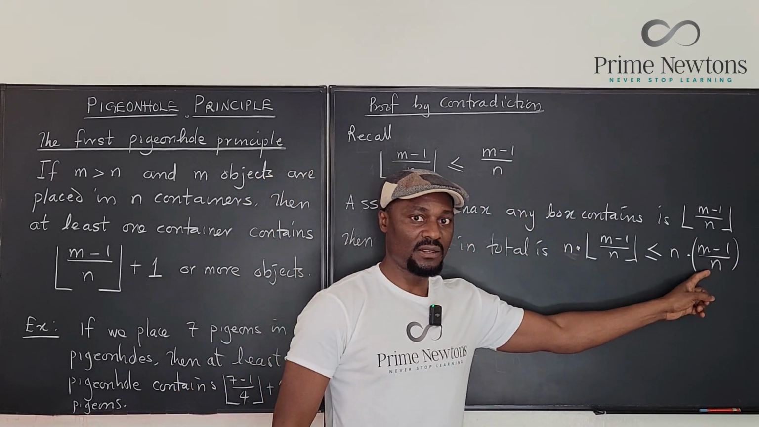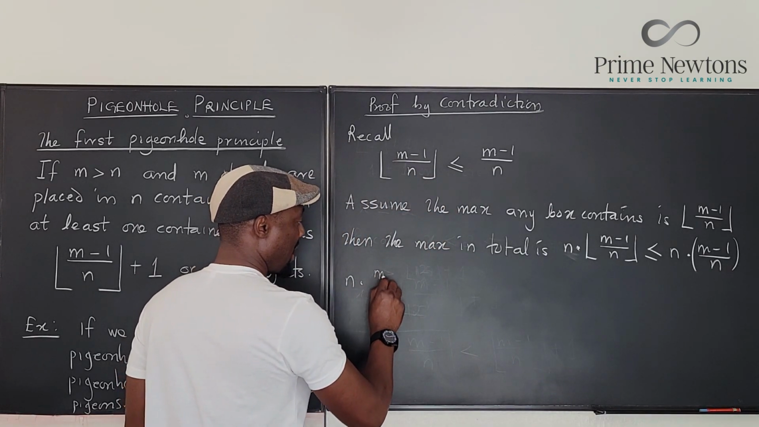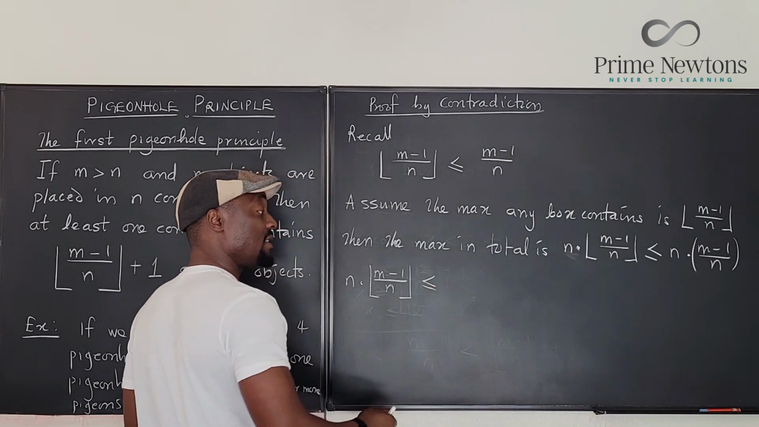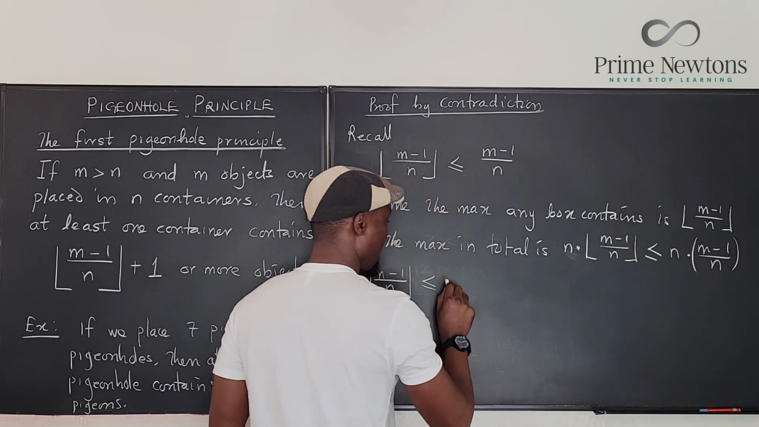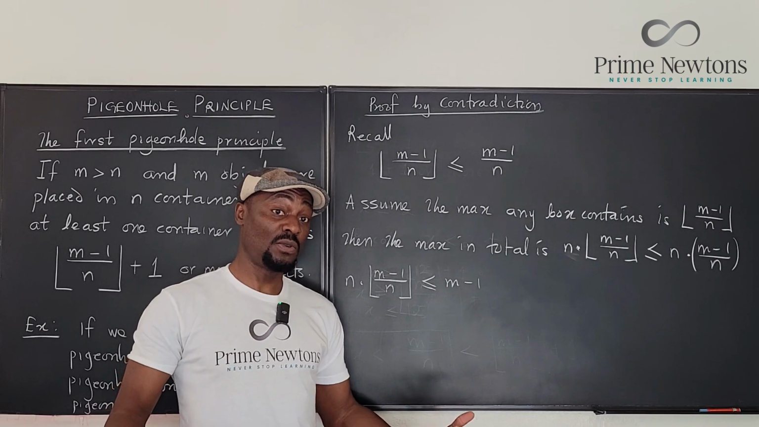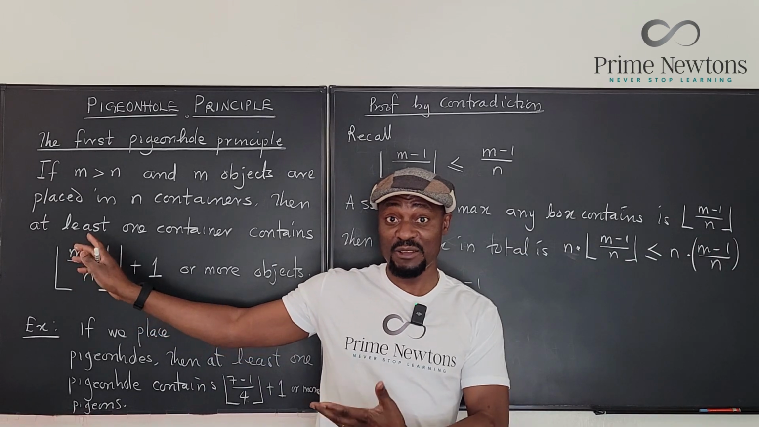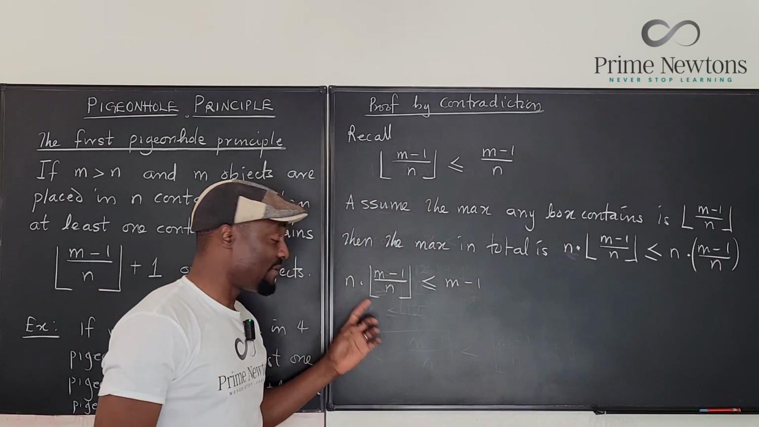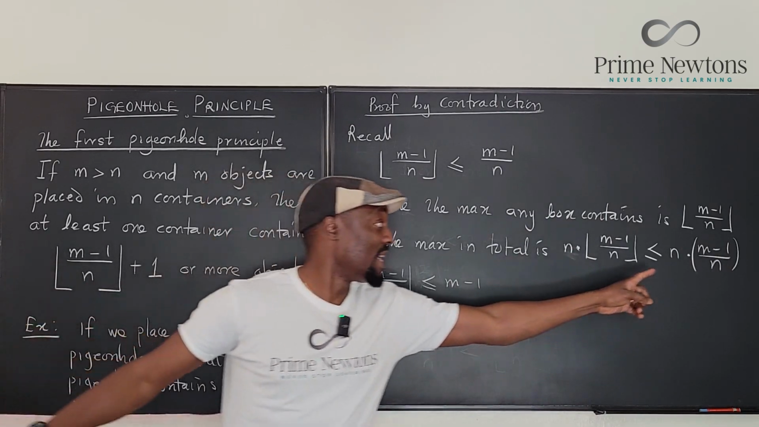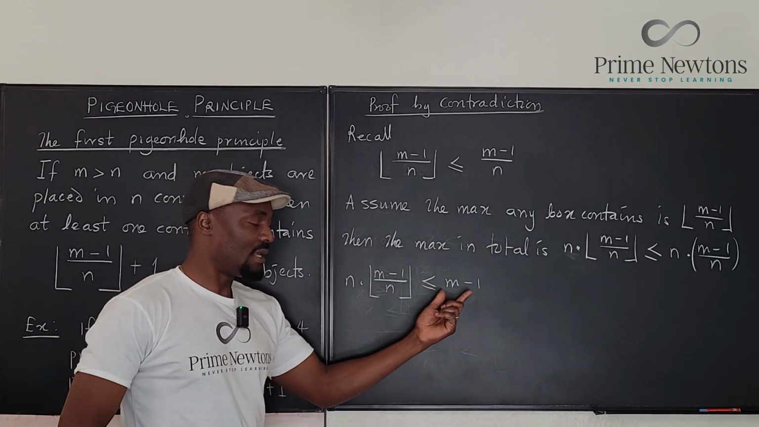This is less than or equal to this, so we say that n times the floor of (m minus 1) over n is less than or equal to, if you multiply this by this, you're going to get m minus 1. So if what we're claiming is true, if we assume that the maximum any box contains is this, which does not satisfy the pigeonhole principle, then if we multiply that by the number of boxes, because let's say all of them are filled to the brim, but this is the maximum they each have, then it simply means that what you have here is less than m minus 1.